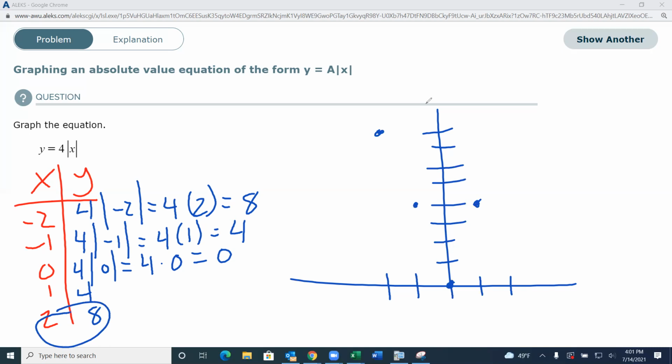And the point 2, 8. And would you look at that? It forms that same shape we've already done twice before. Okay. So that would be another way to do it. A good way. That's the way Alex does it.